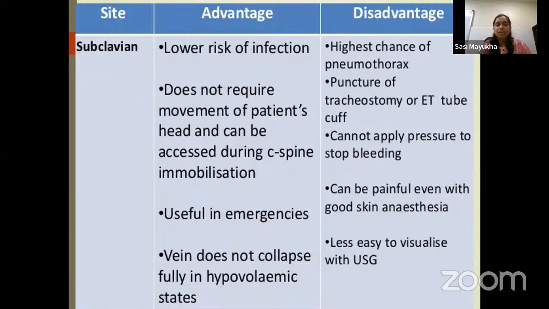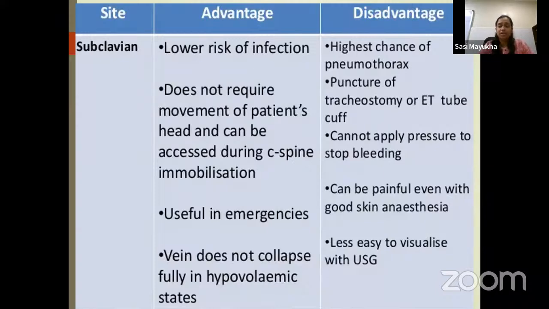So regarding the advantages of the subclavian vein, there is a lower risk of infection, it does not require movement of the patient's head, and it can be accessed during C-spine immobilization. It is useful in emergencies. The most important thing is that subclavians are preferred because of the lower risk of infections.